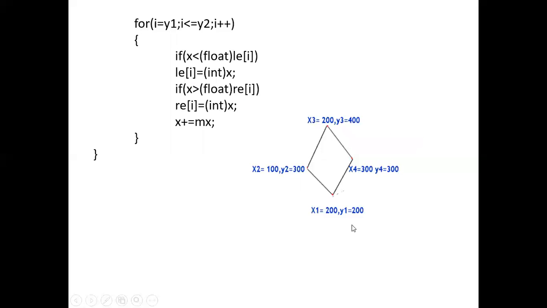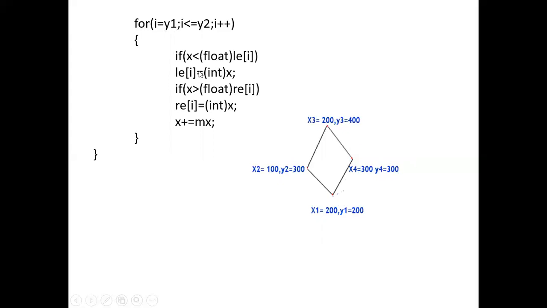So what is my value of x1 here? X1 is equal to 200, so x is equal to 200 now, right? So x is equal to 200. Now I will take the y value, right? For i is equal to y1, i is less than or equal to y2, right? So you have to always fill the polygon from bottom to top. i is equal to y1, i is less than or equal to y2, i plus plus.